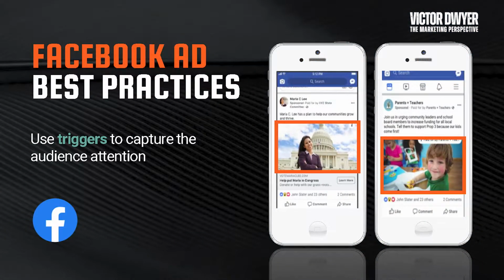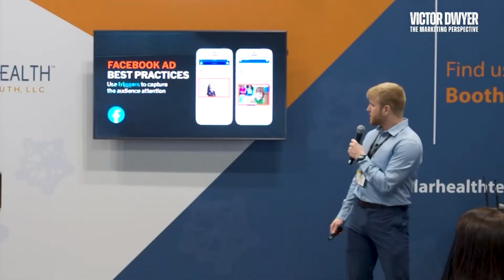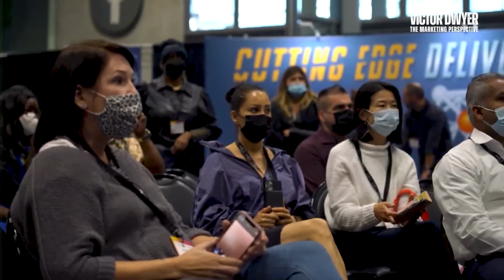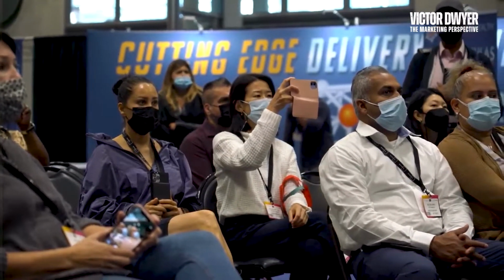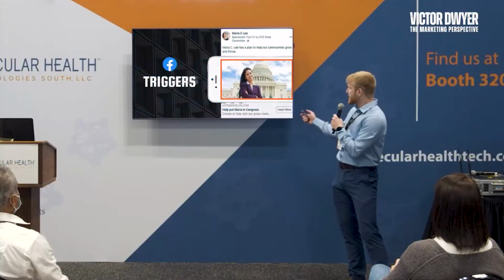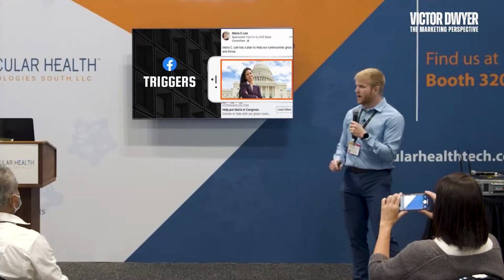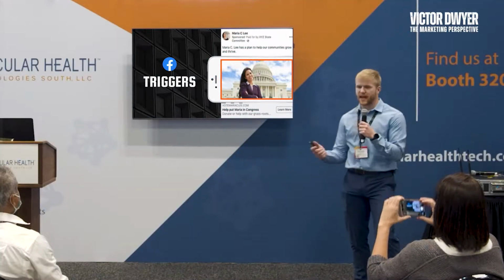And when it comes to setting up, you have to really have a key strategy for setting up Facebook ads. So it's really important to use what I call triggers. And all a trigger is, is something that we recognize. So for example, in this case, for a political ad, this trigger in this picture would be the Capitol building.